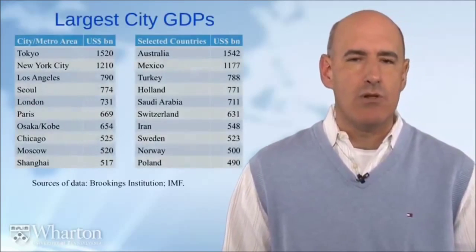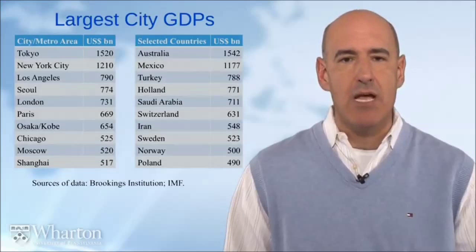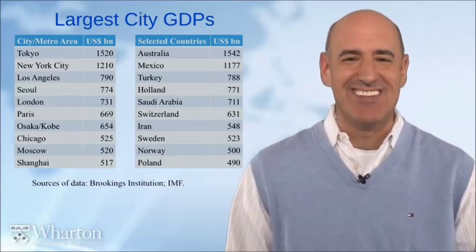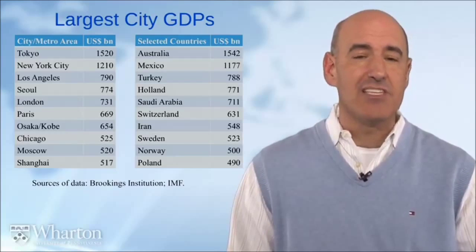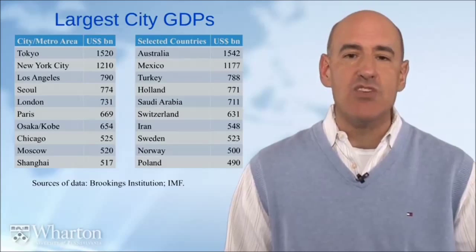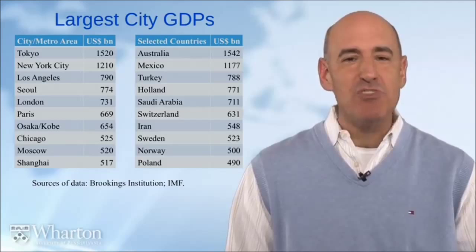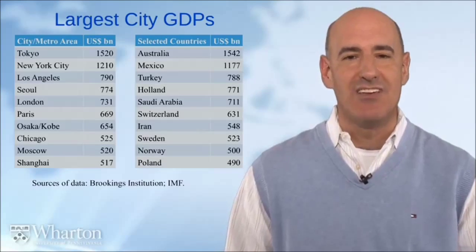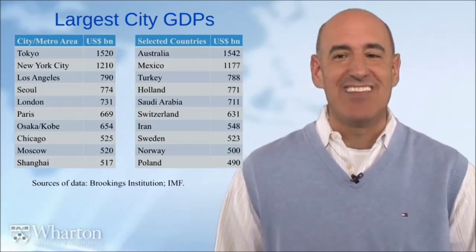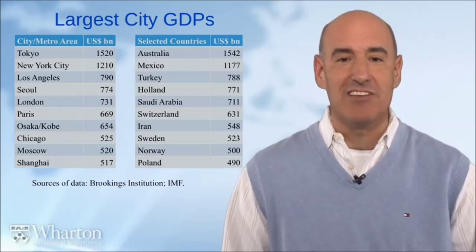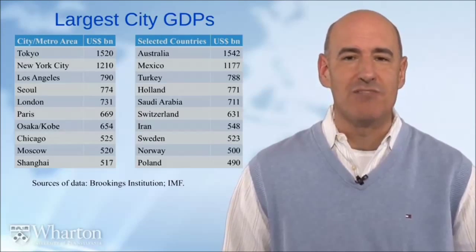Now let's take a look at some of the largest cities in the world to realize how big they have become. And in a second, we will discuss to what extent they are true global cities. So Tokyo, for instance, has a GDP of about 1,520 billion US dollars. Well, that's the same GDP, roughly speaking, as Australia's. So the entire country of Australia has a GDP that is just a little bit bigger than the GDP for Tokyo, which is a single city, one of the largest in the world, of course.